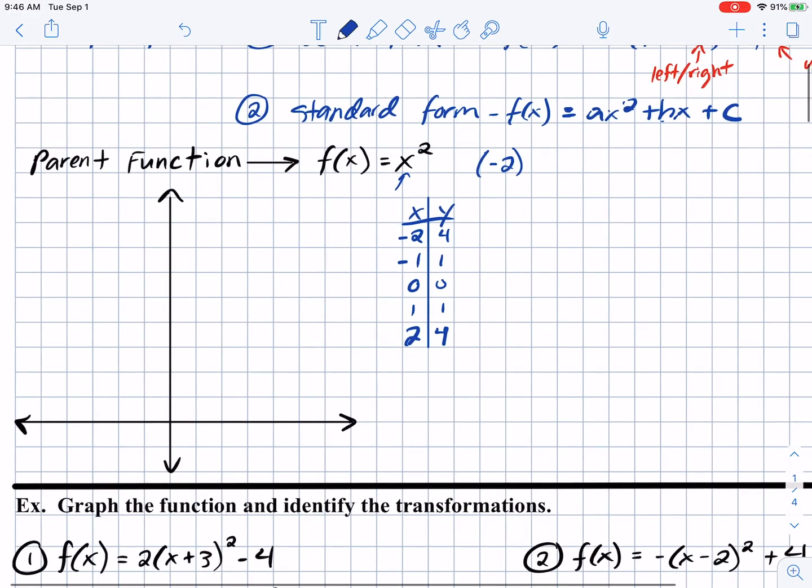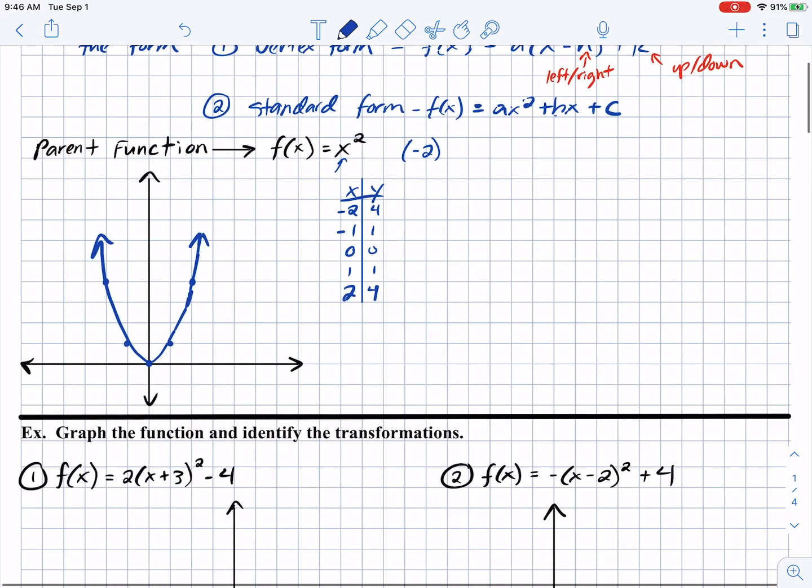And let's go graph these points. Negative 2, 4, negative 1, 1, 0, 0, positive 1, 1, and 2, 4. So similar but slightly different to your absolute value function. It looks like this. We're going to define a few characteristics of this graph off to the side. As you can see, this graph is U-shaped, and that U-shaped graph we call a parabola.